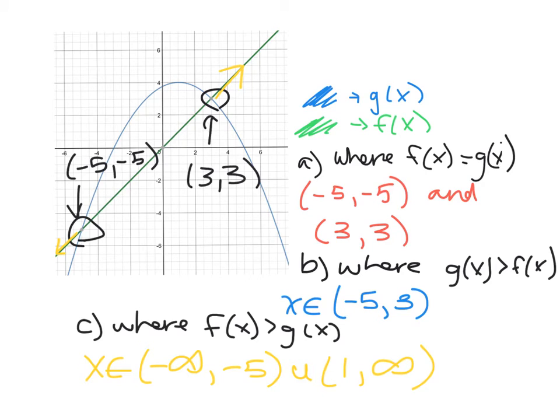So remember, not including those x values because that was where f of x was equal to g of x, not where one was greater than the other. So that's the most common mistake. We want to keep an eye out for that one.